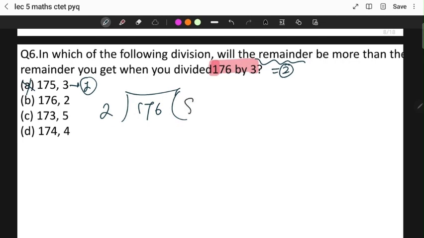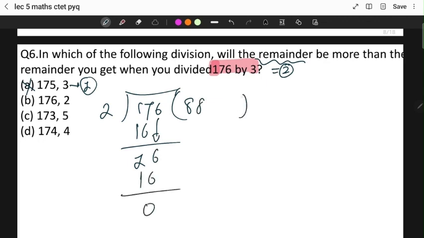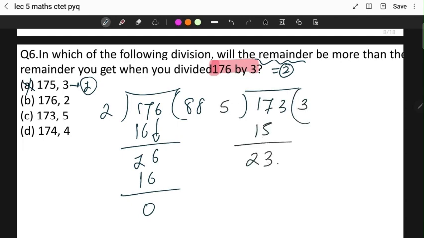completely divisible. 2 8s are 16, 1 left, 6 comes down, 2 8s are 16, so 0 is the remainder. If we check for 173 divided by 5, 5 3s are 15, 2 left, 3 carried. Here 5 4s are 20, so 3 is the remainder. Now 3 is the remainder which is greater than the remainder 2, hence the answer for the given question is option number C. You can even check for option number 5 also. For option number 5, the remainder here is going to come 2.